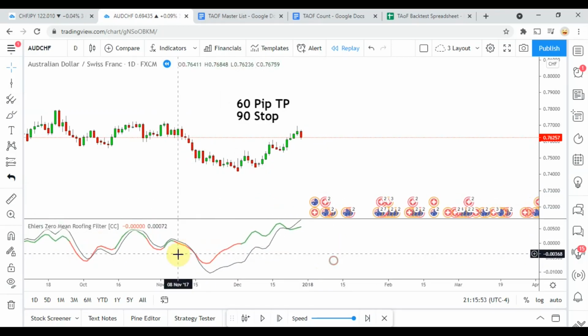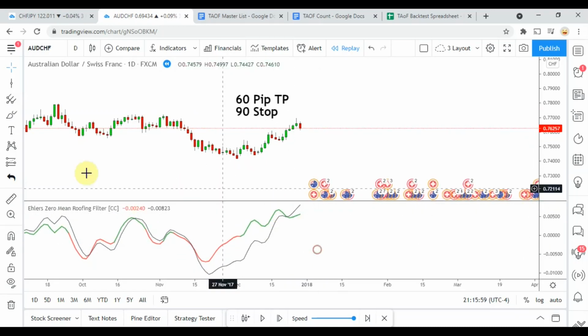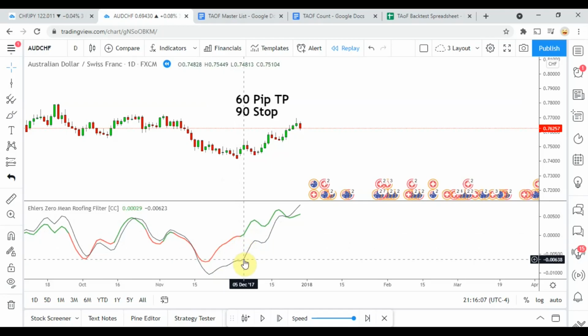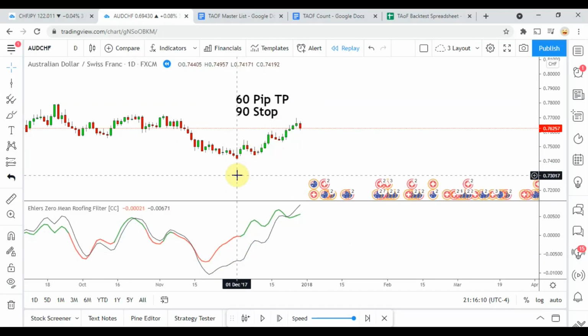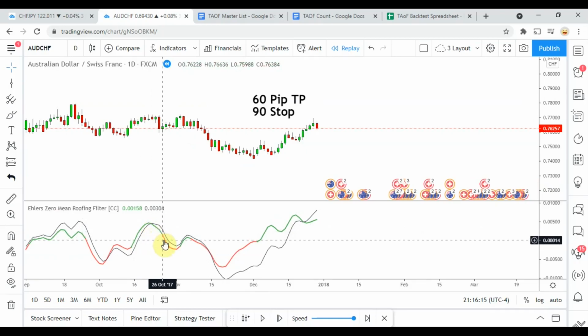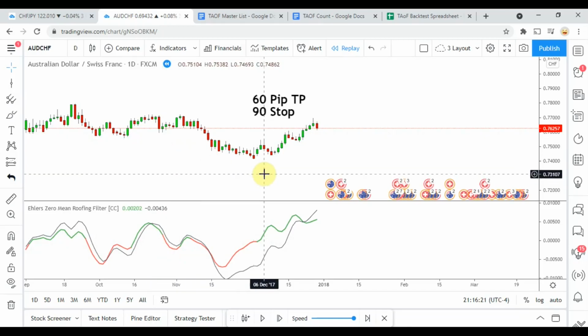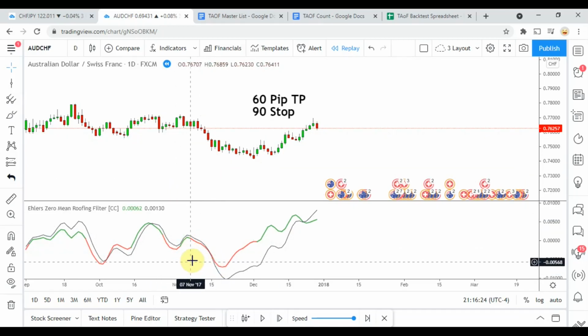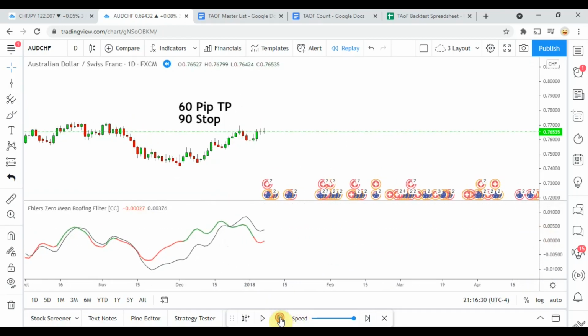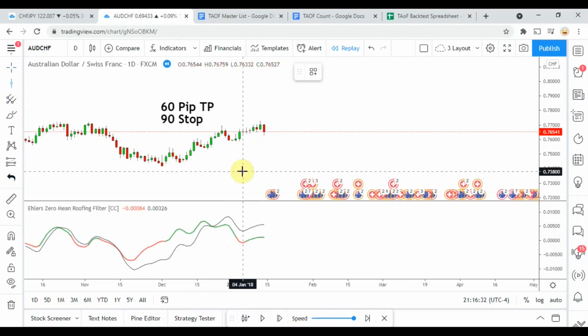Anyway, what are we looking for down here? The setup is when the zero mean line goes from red to green and it is above the black signal line, that is a signal to go long. When the zero mean line turns to red and it is below the signal line, the black line, then that's a signal to go short. And that's how we are going to give it a test. Let's go ahead and see what we can get.